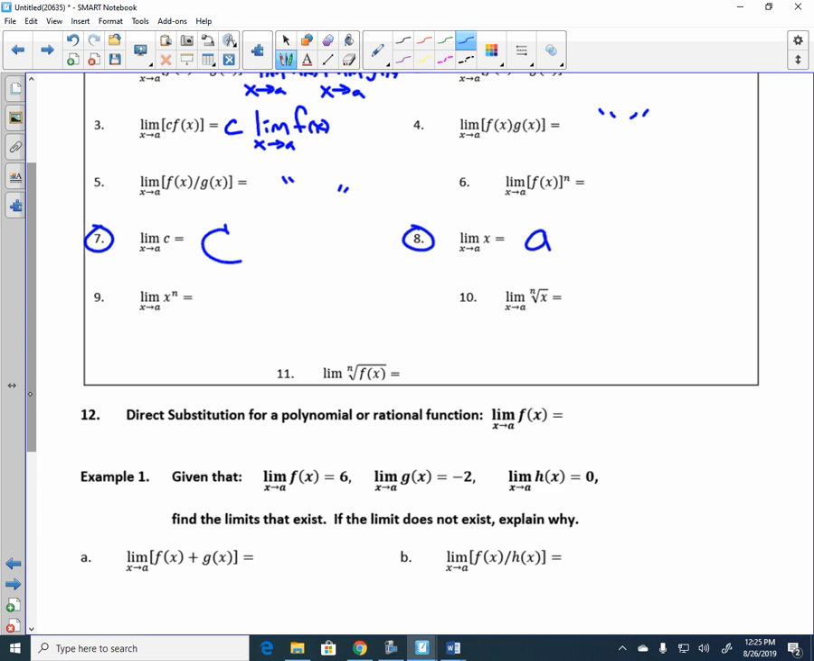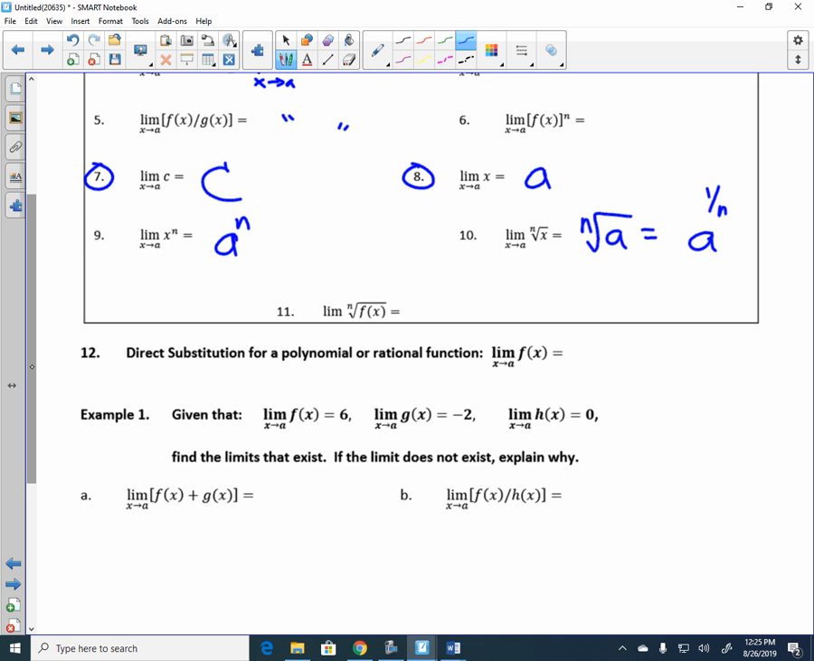If you have a polynomial of higher degree, say x to the nth, it's just going to be a to the n. You can just plug it in. Here you would have the nth root of a, which is equal to a to the 1/nth power. That's how we type that in, if anybody's forgotten. This would be f of a to the 1/nth power.